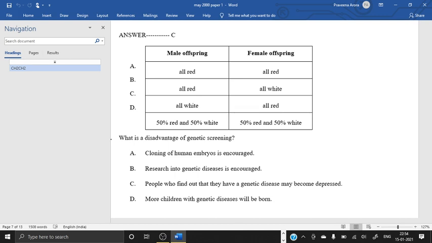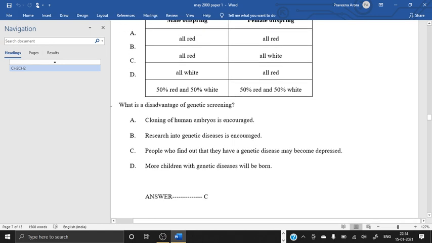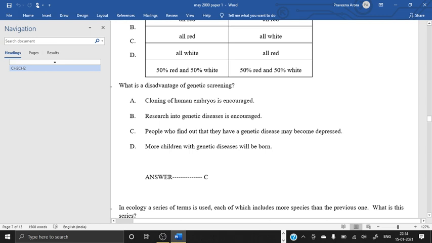It's not that you will be writing the answer without thinking or without applying your mind. It will be completely wrong. What is a disadvantage of genetic screening?